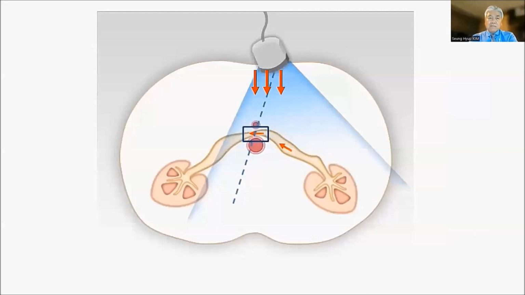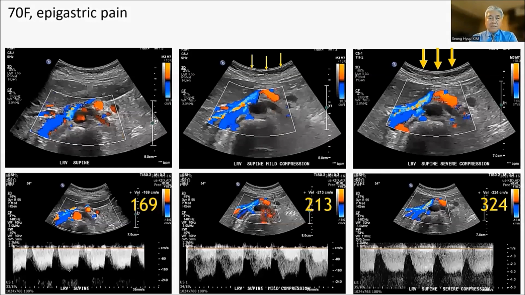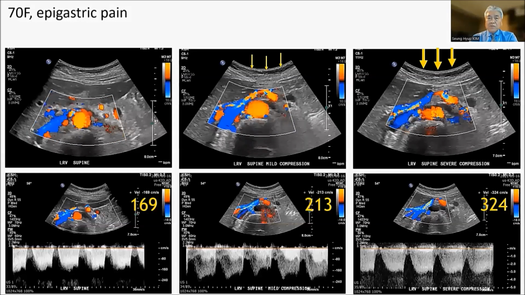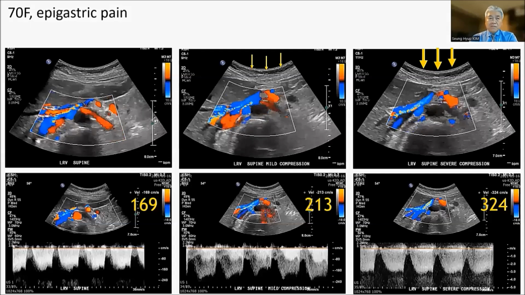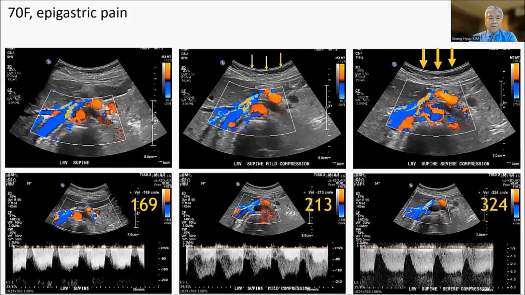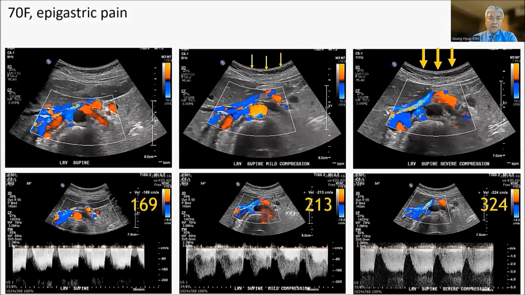Another technical tip for Nutcracker Doppler is not to compress too much to have a better ultrasound image. This is an example of the effect of compression with a transducer on the degree of left renal vein compression and the peak flow velocity. This was an old woman with epigastric pain due to a Nutcracker.